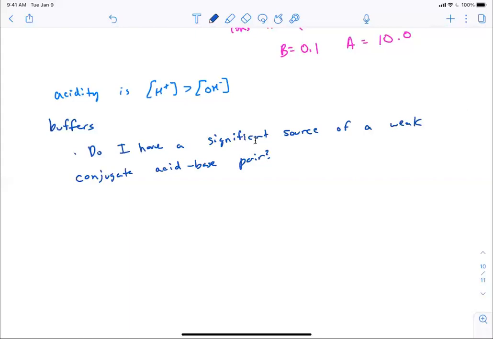Okay. 2, could I make the conjugate with these solutions I have?